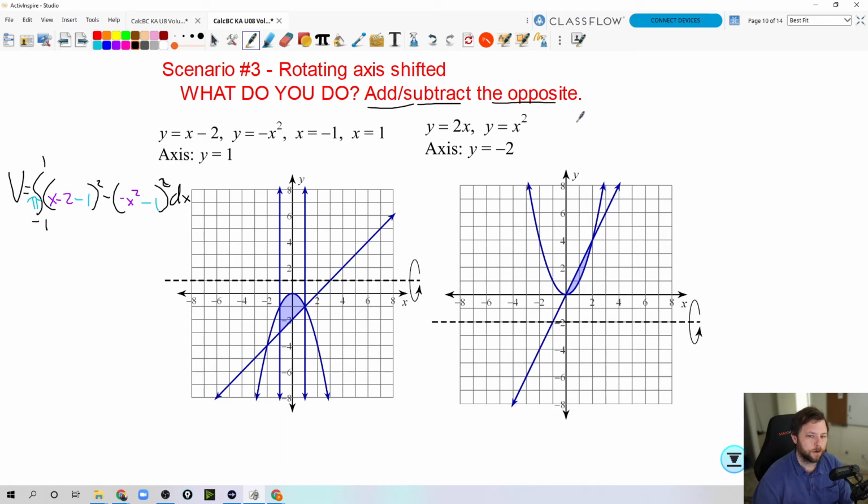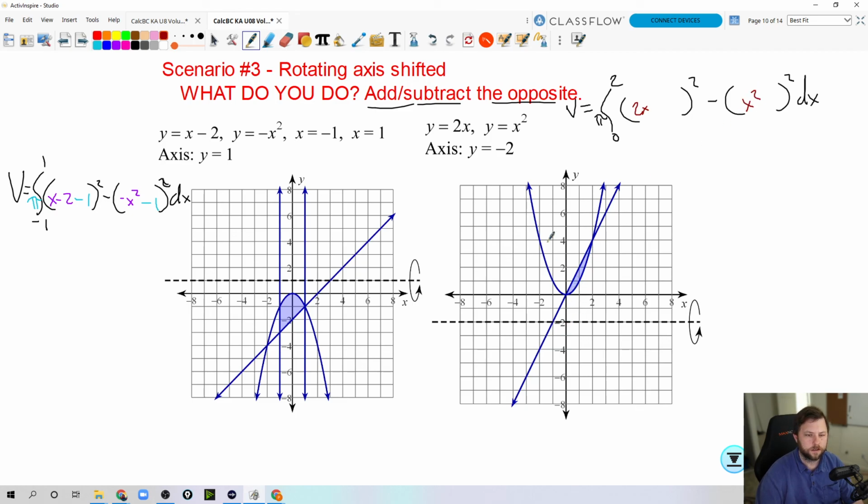So let's try this one right here. I'm going to do my volume. I'm going from 0 to 2. It looks like that, I'm just going to believe it. And so I'm shifting my axis down 2. It's going to be pi times the outside squared minus the inside squared. My outside is going to be farther away. It's actually going to be this line again in this case. So it's going to be 2x, and then the other one's going to be x squared.